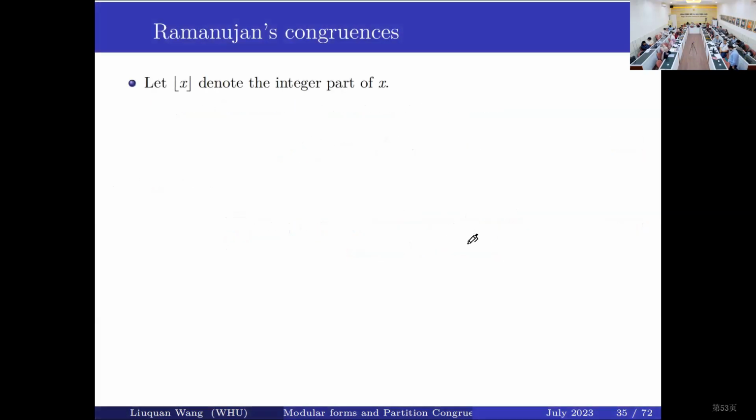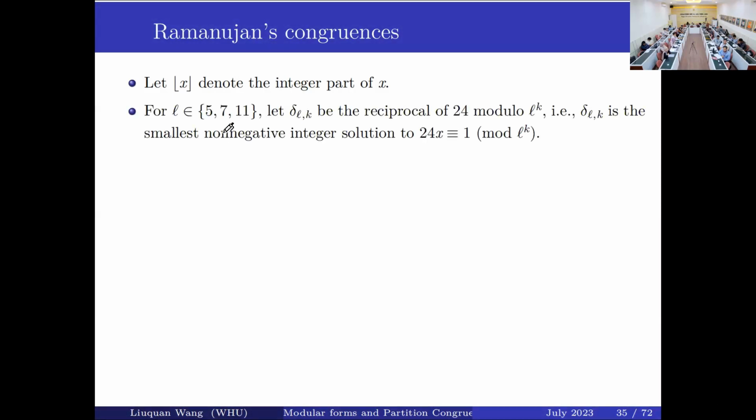And now let's go ahead. Besides these three beautiful congruences, Ramanujan actually found some deeper congruences. We need floor of x to denote the integer part of x. And for the primes 5, 7, and 11, we use delta L,k to be the reciprocal of 24 modulo L to the k-th power. That is, delta L,k is the smallest non-negative integer x satisfying that 24 times x is congruent to 1 modulo L to the k-th power.